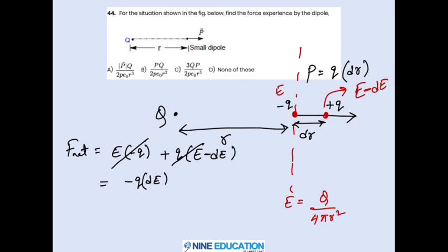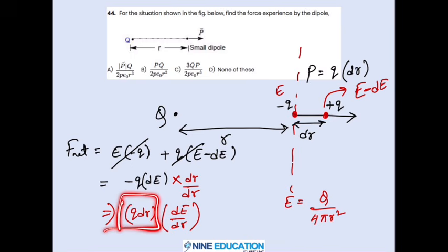Now what I'll do is a mathematical manipulation of multiplying and dividing by dr. So you can just group q into dr into dE by dr. Now what is this q into dr? Q into dr is the dipole moment itself.